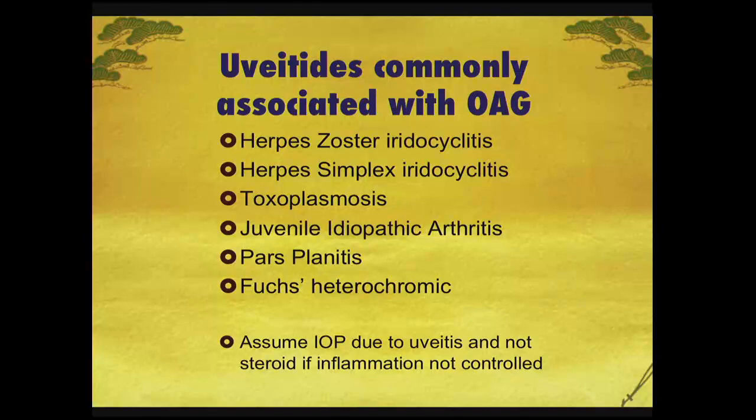These are the diseases that cause uveitis that are commonly associated with open-angle glaucoma: both herpes viruses, toxoplasmosis, juvenile idiopathic arthritis, pars planitis, and Fuchs heterochromic. And one fact to just keep in mind, you should always assume that elevated intraocular pressure is due to the uveitis, because the inflammation is not adequately controlled by steroids, before jumping to the conclusion that it's due to steroids. You always want to look to see is the inflammation being treated adequately in these particular types of uveitis.